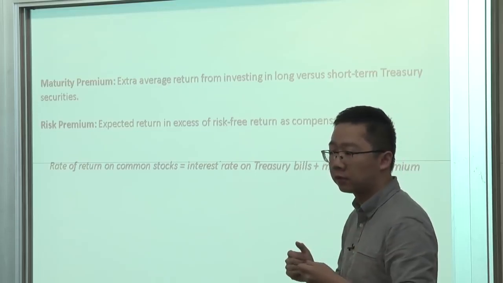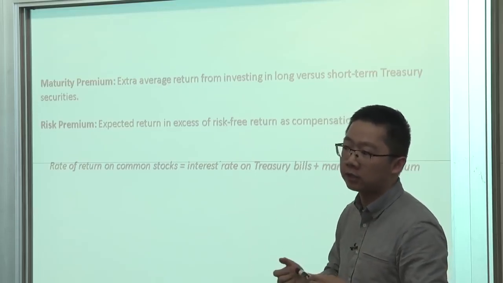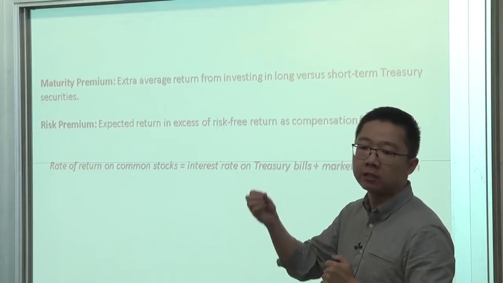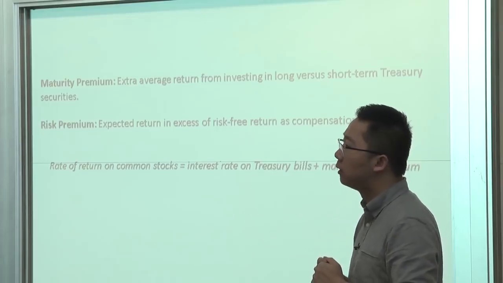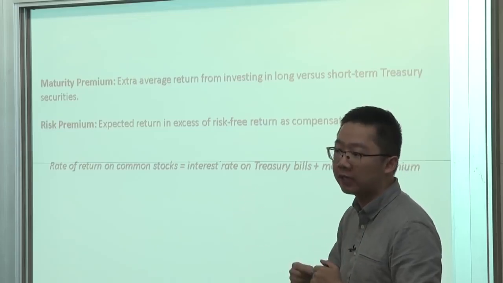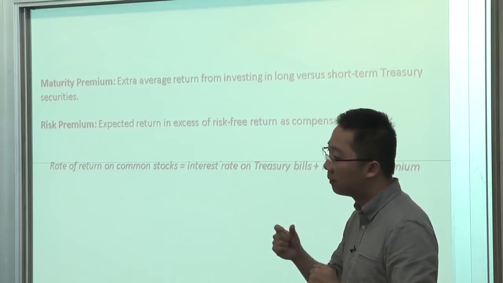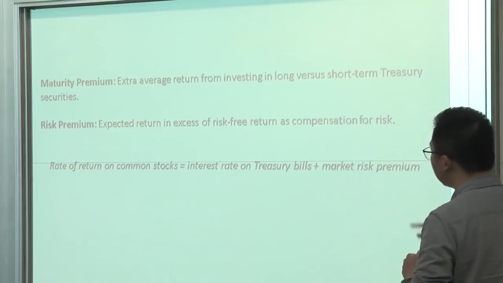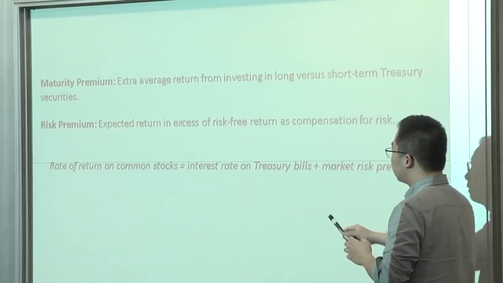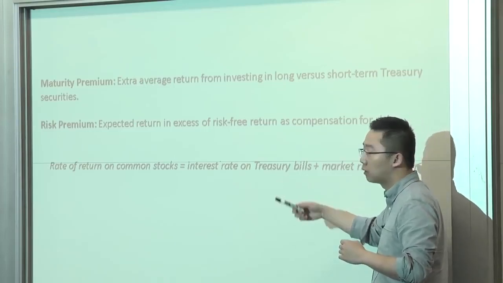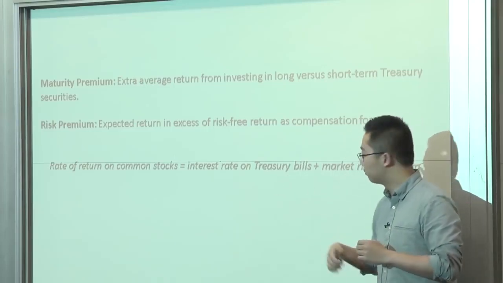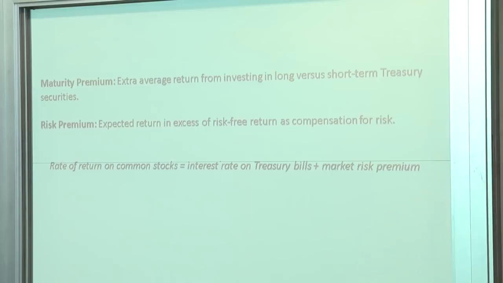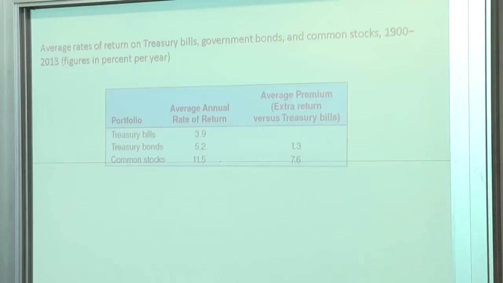And the risk premium is for the stock. Stock, we have returns. This is not a riskless security. We have to take the risk of the price going up and down. So to compensate for that risk we are taking, we require a risk premium on top of the risk-free rate. So the rate of return on the stock is just the risk-free rate, the interest rate on treasury bills, plus the market risk premium. Okay, the premium or the compensation you require for taking on extra risk.